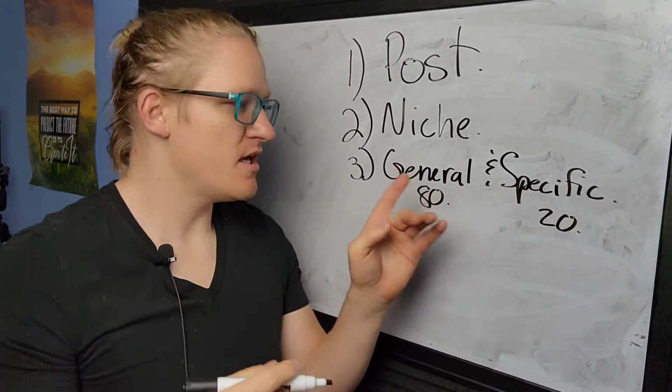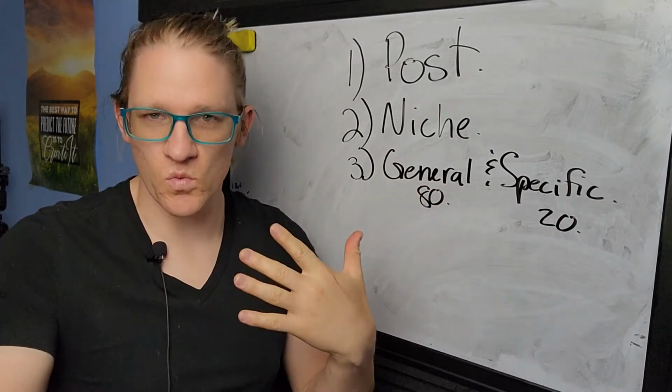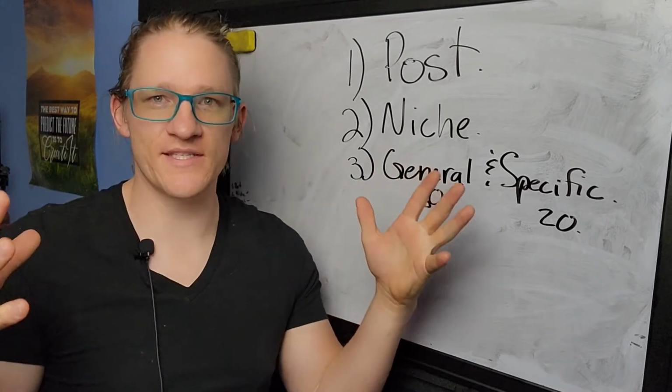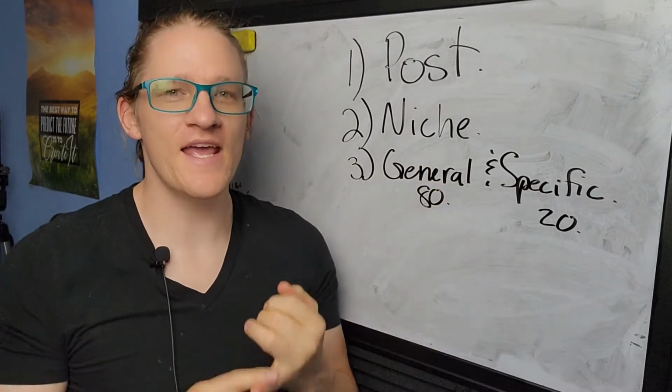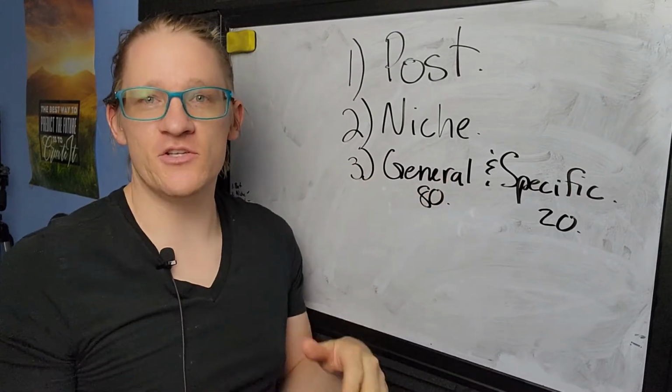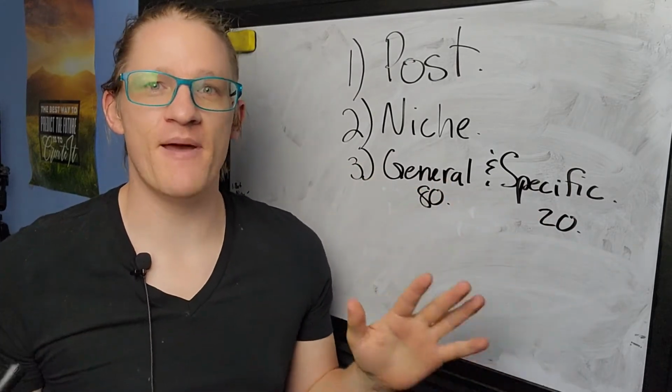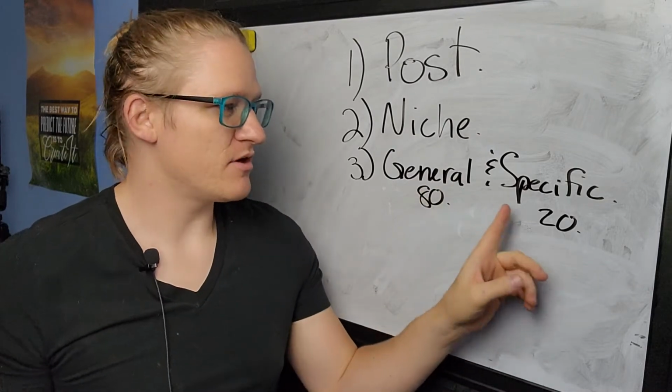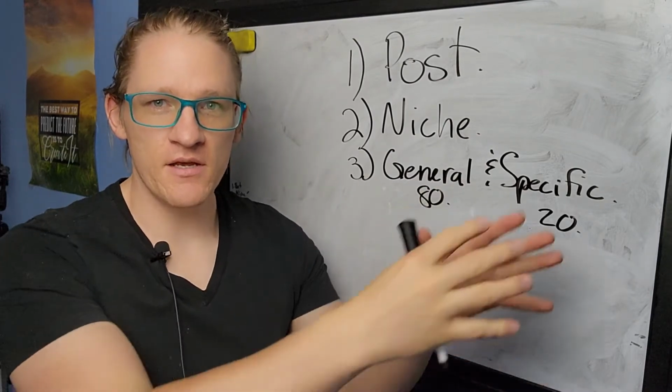For example, if I was in the network marketing space, which I am, the general consensus of why people do network marketing is because they want to make money. Right? So most of my content is going to be just about making money. I don't even mention network marketing. But then around 20% of the time, I mention network marketing.